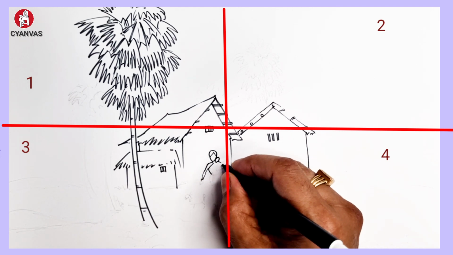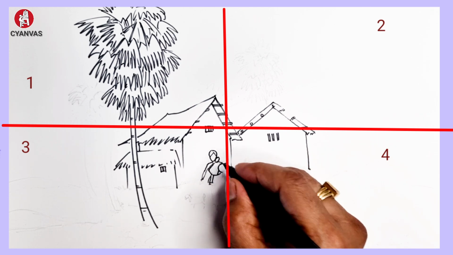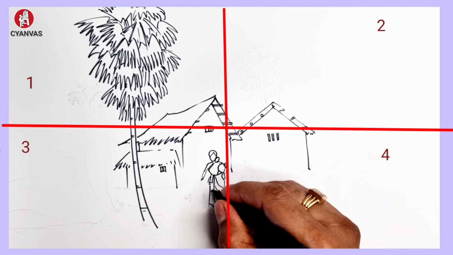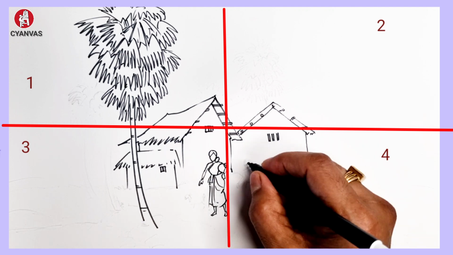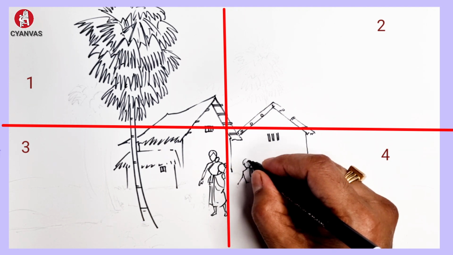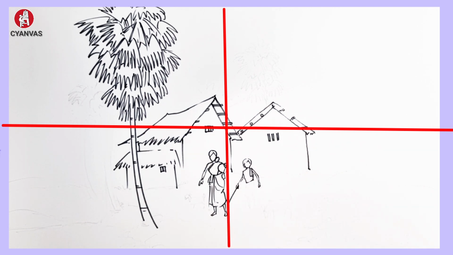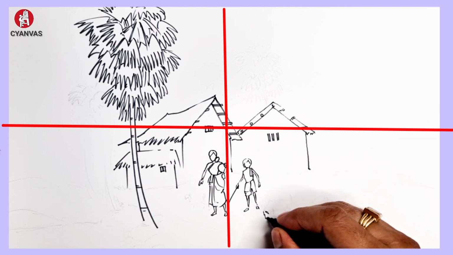Do you know why we'll use this method? No. See, box 1, box 2, box 3 and box 4. In box 1 we have to start the plum tree. It is not a coconut tree, it's a plum tree.